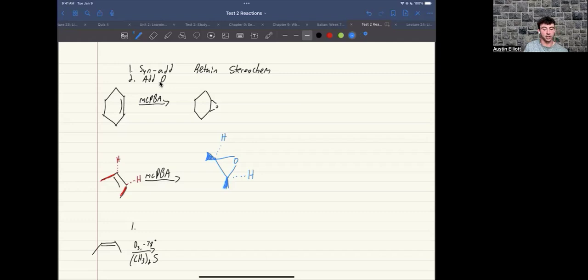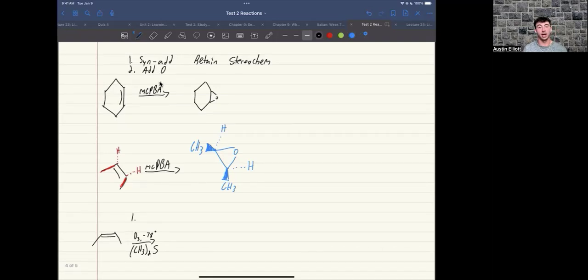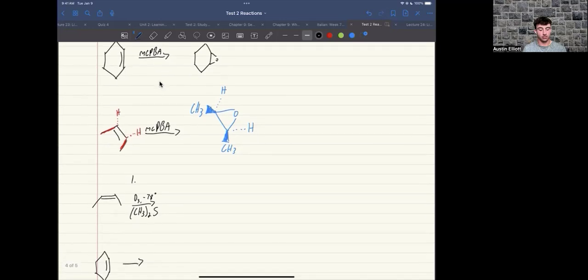And you can flip the dashes and the wedges. It doesn't particularly matter as long as you're showing that the groups are different. So the H's are both up or down, and the carbons are both either up or down. You can't have one carbon in this example being up and one down, because then that messes up the stereochem from the original problem. So just practice this one a lot. This one's not too bad. You're just adding that oxygen like that.